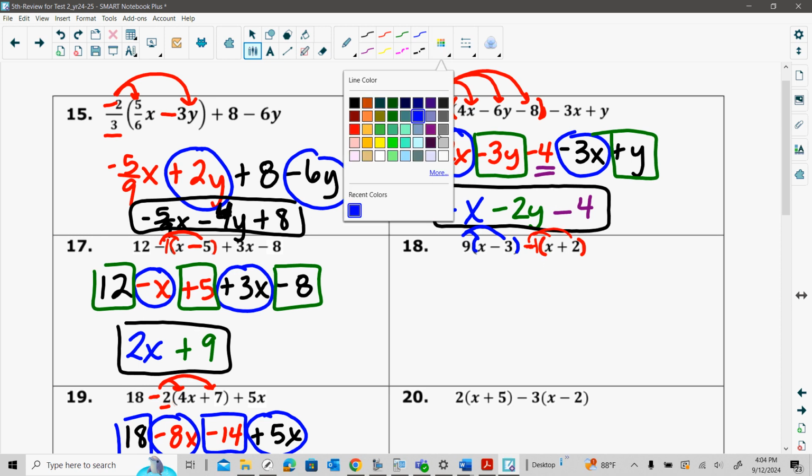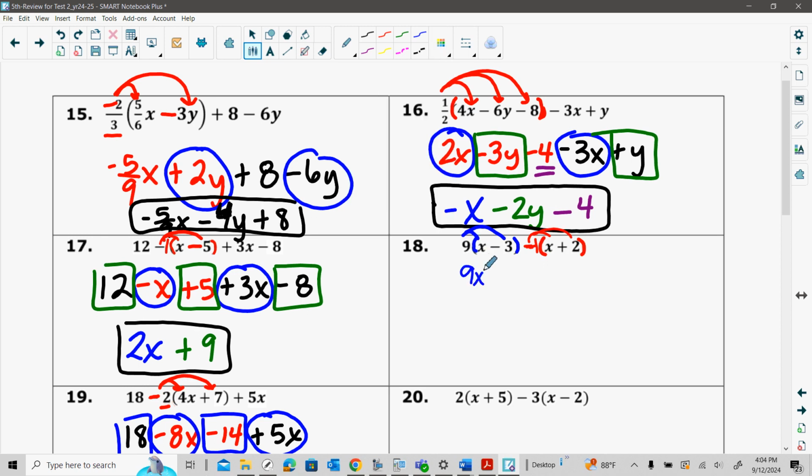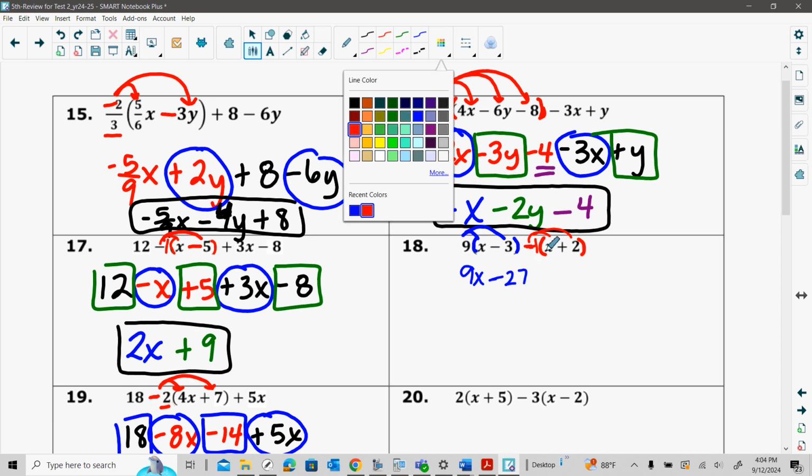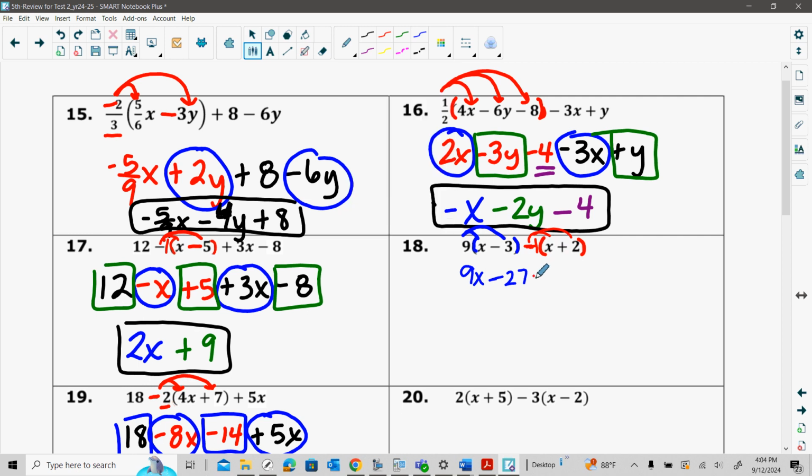So if I do the first one, 9 times x is 9x. 9 times minus 3 will be minus 27. Then I'll go to the next grouping. Negative 1 times that x gives me that negative x. Negative 1 times this 2 gives me negative 2.